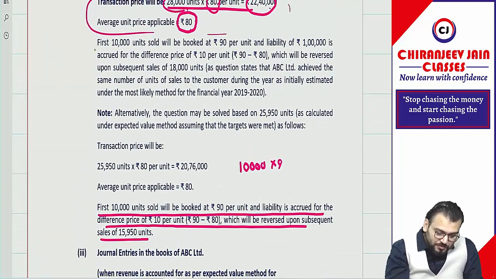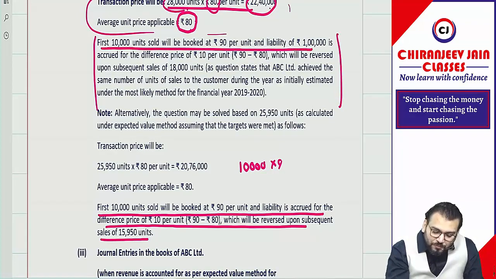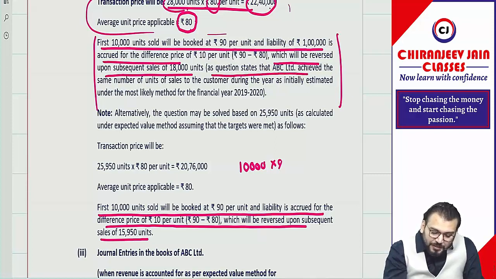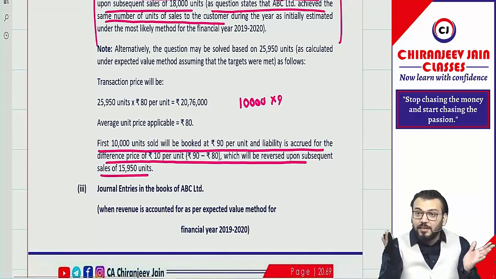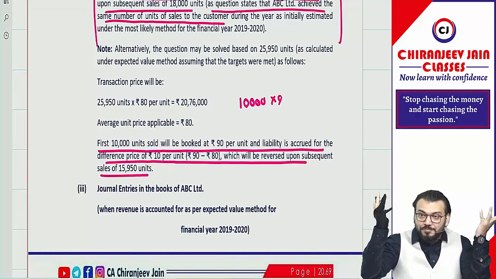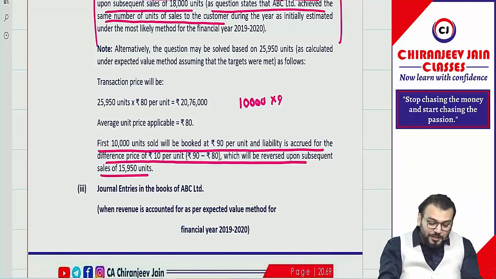Baap re baap. Read this para first. The first 10,000 units sold will be booked at 90 per unit, and a liability of 1 lakh is accrued for the difference, correct? Which will be reversed upon subsequent sales of 18,000 units. As the question stated, ABC Limited achieved the same number of unit sales to the customer, correct? This is my viewpoint. But alternatively, what they are saying, matlab Paramatma, they are Paramatma.